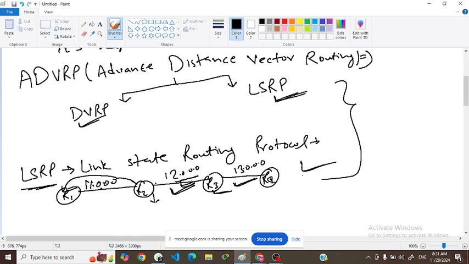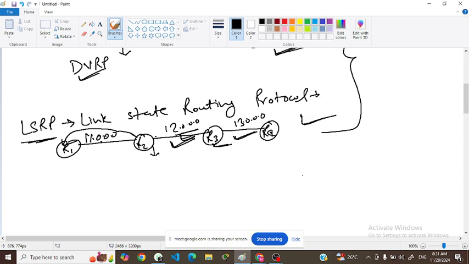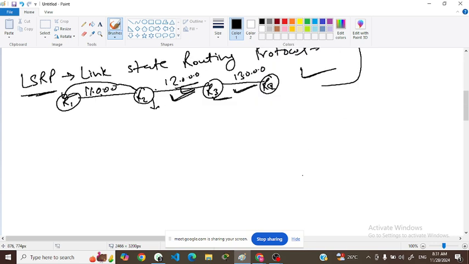I will show you once I start EIGRP next week, and in the next week I will complete the EIGRP and OSPF. Yes, sir. So next one is path vector routing protocol.